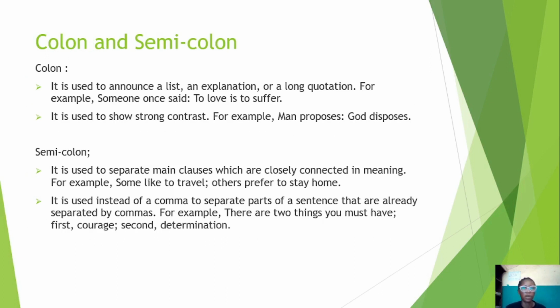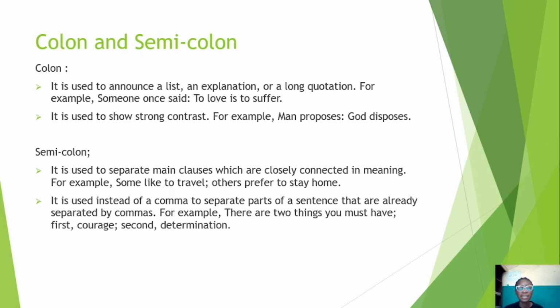Colon and semicolon. Let's look at colon first. A colon is used to announce a list, an explanation, or a long quotation. For example, someone said, colon, to love is to suffer. We also use colon to show strong contrast. Man proposes, God disposes. For semicolon, we use semicolon to separate main clauses which are closely connected in meaning.